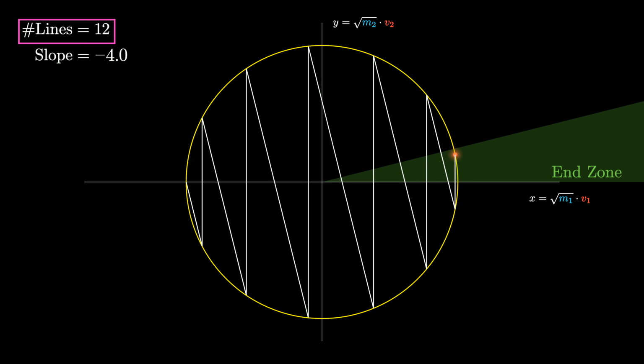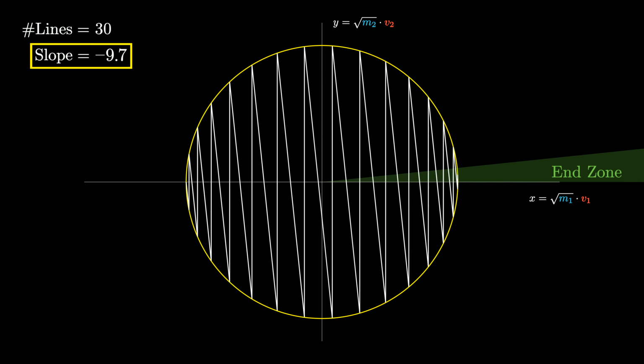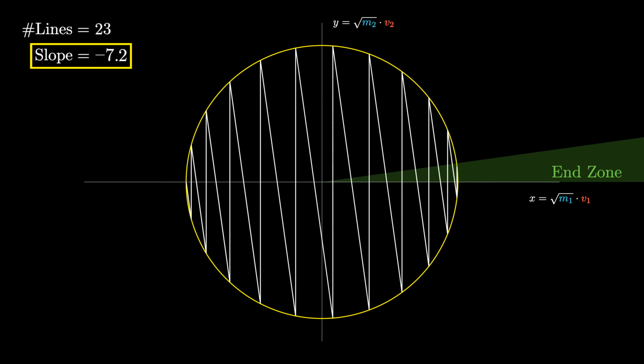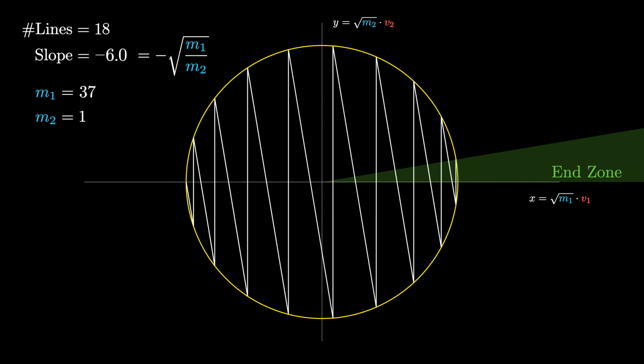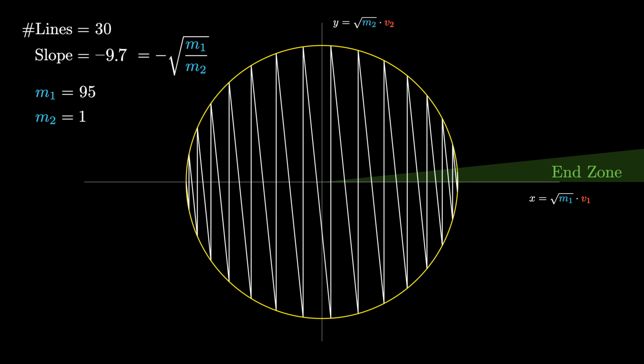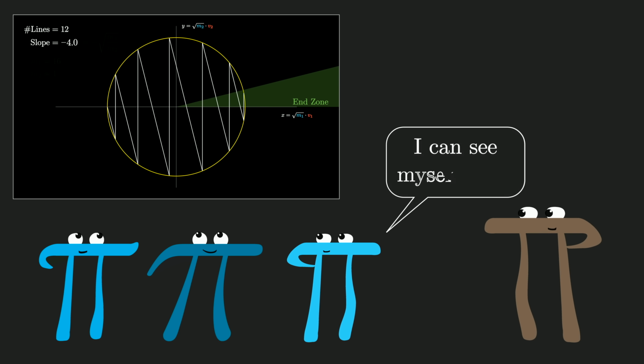Of course, the answer depends on the slope. If you have a steeper slope, you end up with more total lines. And the one connection that we have to the original physics is that this slope comes from the negative square root of the mass ratio. For example, when the big mass is 100 and the little mass is 1, that square root of the mass ratio looks like 10, so the slope is negative 10. And in fact, we do get 31 lines, corresponding to the 31 collisions that those blocks have. It still might not be obvious how you count those lines, but it's certainly a lot less surprising that pi is relevant to the answer, and abstracted away from the physics, it is an easier question to solve.